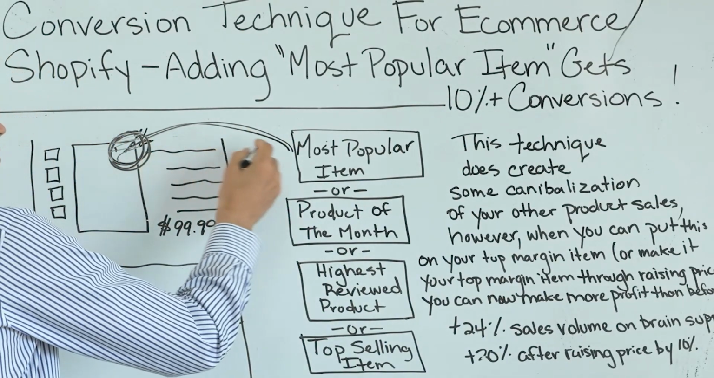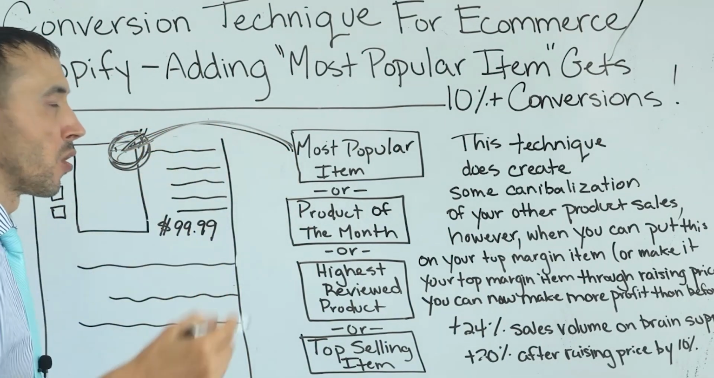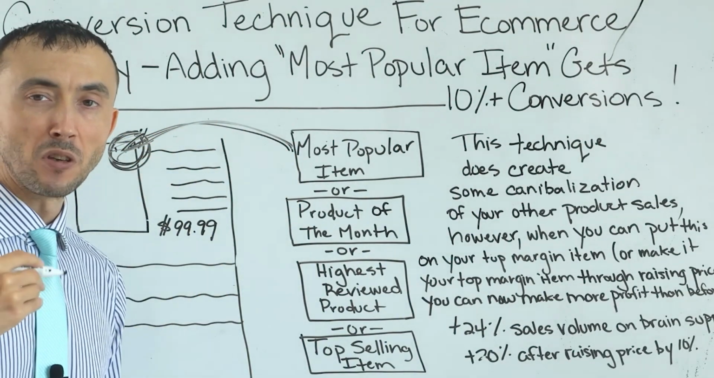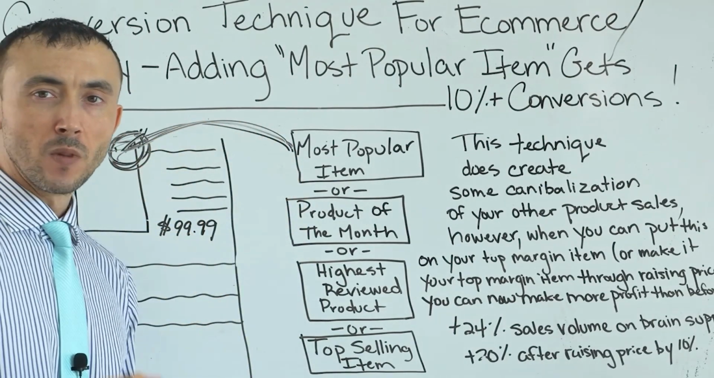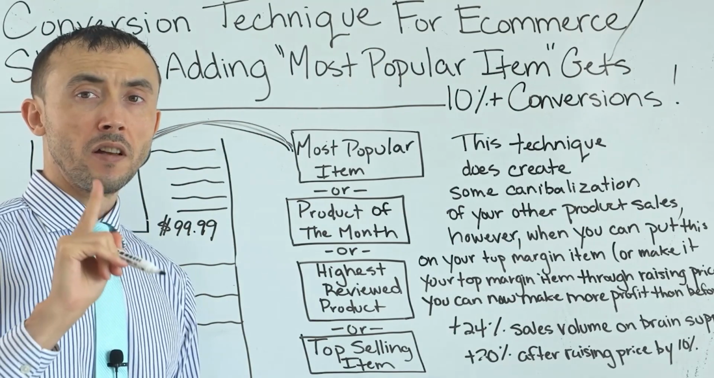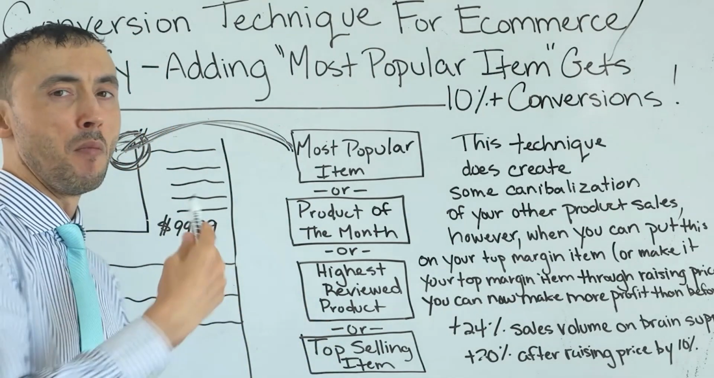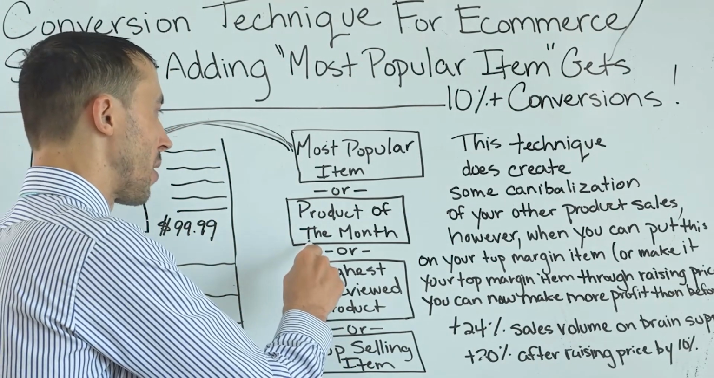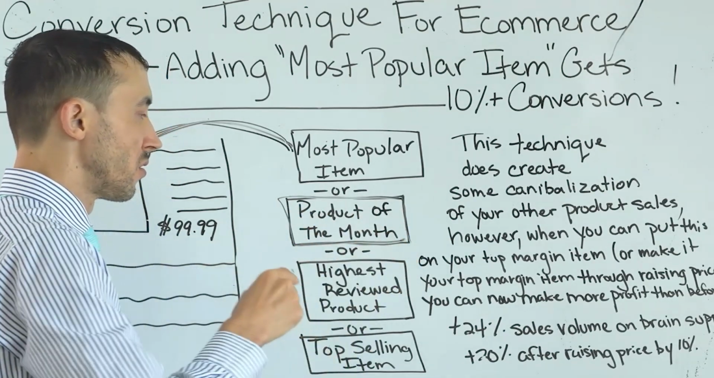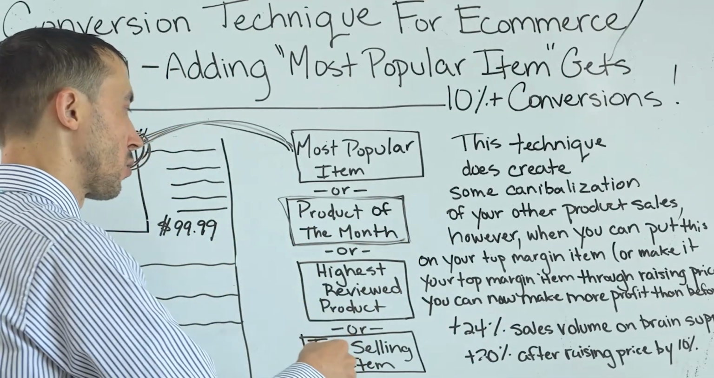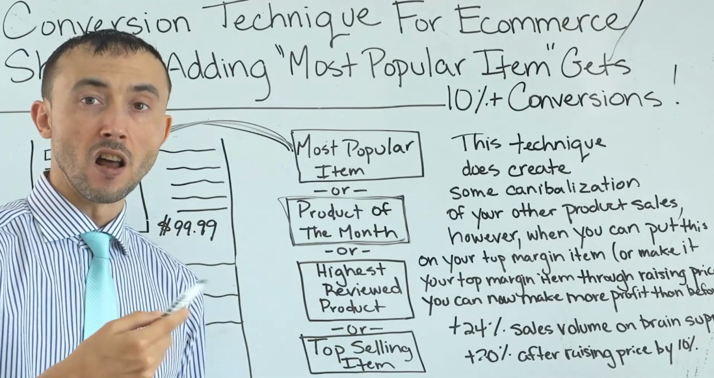In that spot, if you're selling multiple items, you want to get some more profits out of the same traffic you have driving to your site. You can put on there your most popular item, though in some cases you're going to get a little bit more out of this strategy if you add product of the month, as we've tried a couple times now.